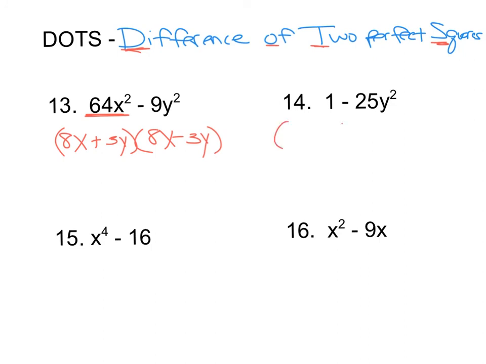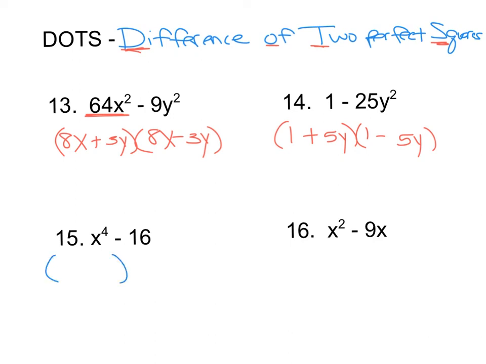14, not overly hard, but that 1 always messes kids up. What times itself is 1? 1 and 1. 25y squared is 5y and 5y. One's a plus, one's a minus. All right, so now we're getting into 15. 15 is the tricky one.